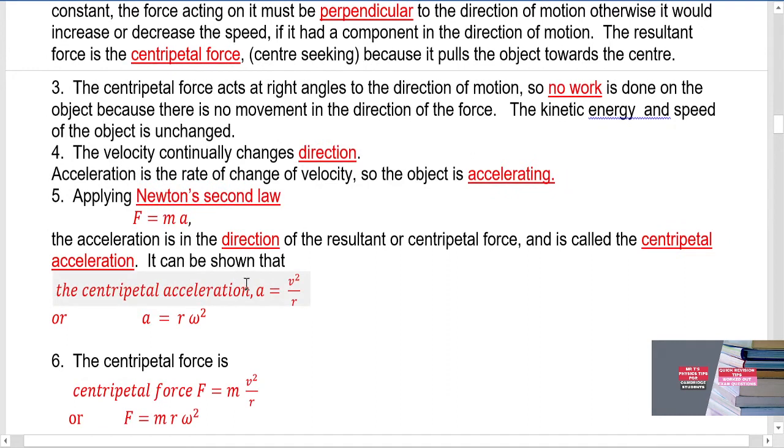Now it can be proved that a is equal to v squared over r, and thus giving you a is equal to r omega squared. And the centripetal force from the second law, we substitute for a there, it becomes F is equal to mv squared over r using this, or m omega squared r using this one.